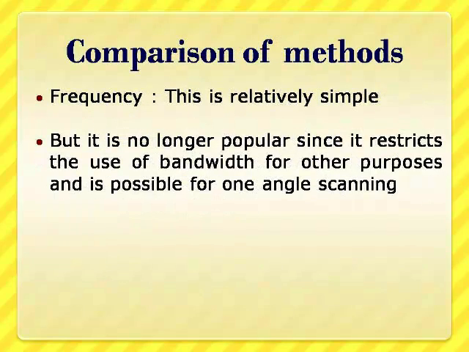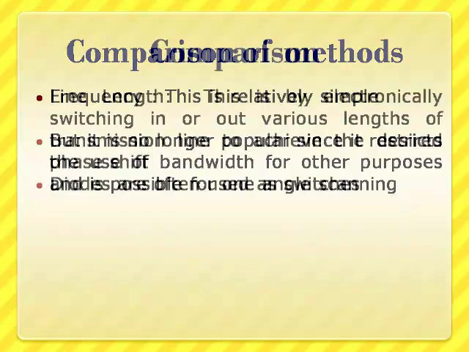So let us have a comparison of the methods to get phase shift. First, let us see how we can get it by varying the frequency. In this method, it is very simple. By changing the oscillator frequency, we can get different amounts of phase shift between input and output of a particular transmission line. But it is no longer popular since it restricts the use of bandwidth for other purposes and is possible for one angle scanning only.